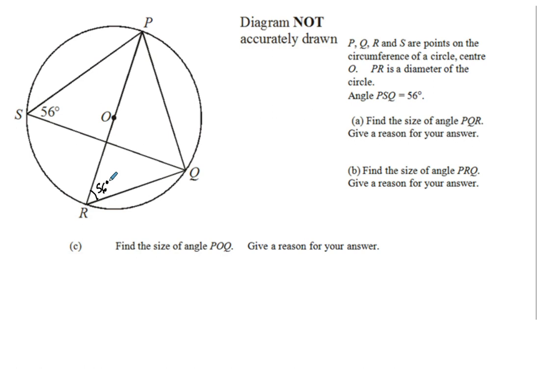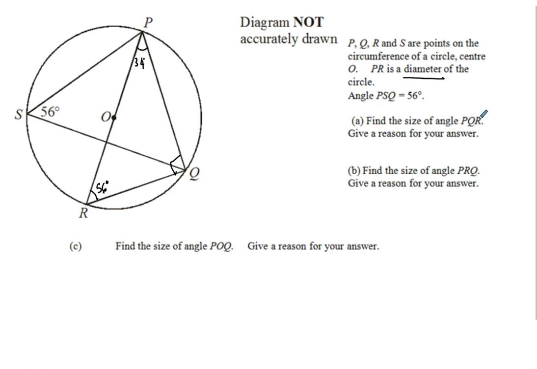Yeah, all right, cool. Can you see anything else at the moment? Let's carry on. Oh, PR is a diameter, so you know that is 90 degrees. The minute you draw that 90 degrees, you look at that triangle there. So those two will be 90, so that's 34. All right? Yeah? That was okay? Good.